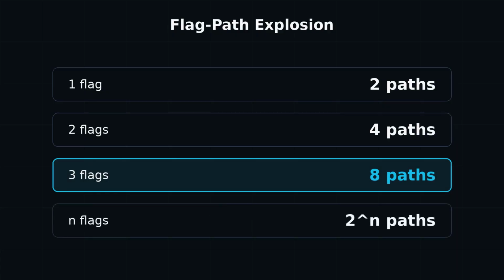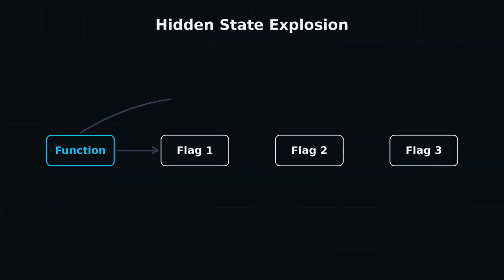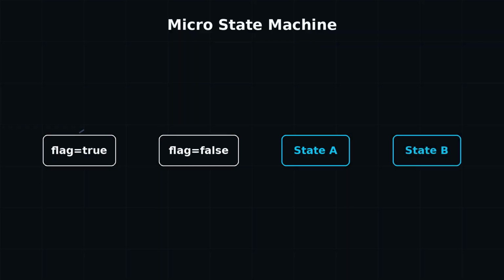Each call site must now choose between 2 paths, and every developer reading the code must mentally unpack the branching. Moreover, the cyclomatic complexity of the function instantly jumps. With a single flag, you have 2 possible execution paths. Add a second flag and you have 4, 3 flags give 8 paths. In general, n Boolean flags create 2 to the power of n distinct logical flows. Each path demands separate tests, and if you miss one, you ship a bug. The interactions between flags produce a hidden state explosion that we'll examine. That's why a simple flag is never just a flag, it's a microstate machine.